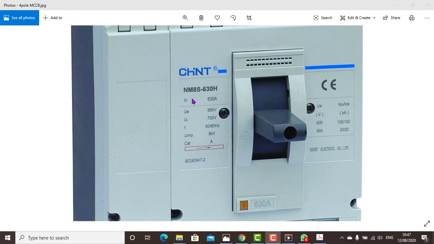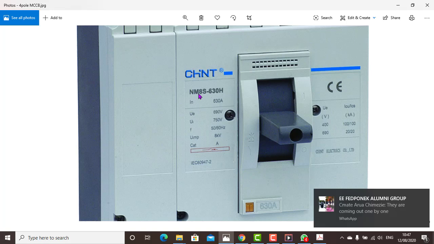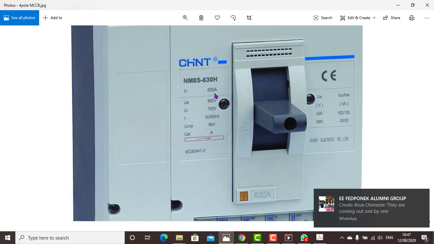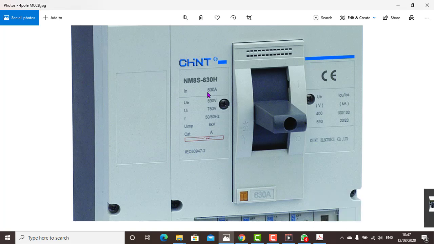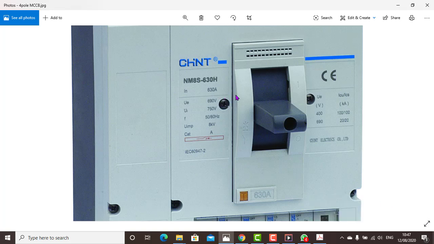That is the company that produces it. This N, look at this. This is a NMS8 630H. Okay, this H has to do with the tripping: high trip, short trip, and low trip. This 630 is the current. This one is the series it belongs to. This IN is the rated current. This is the continuous working current, the current that this breaker will have.